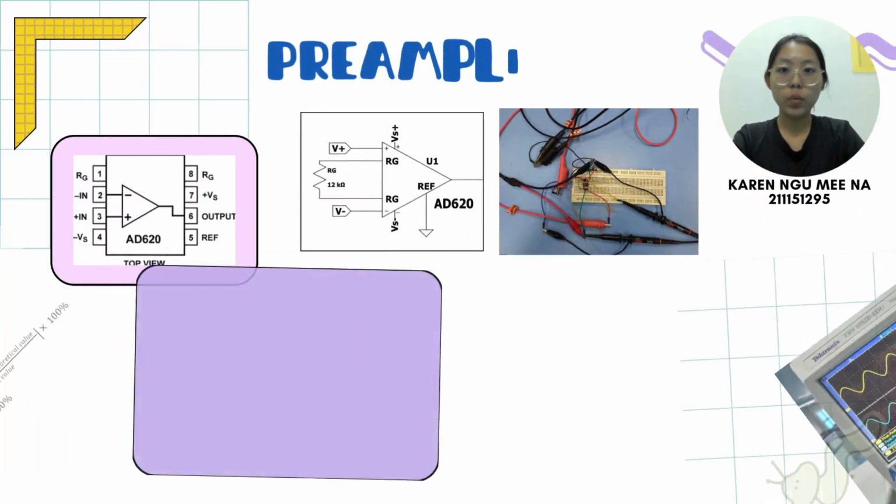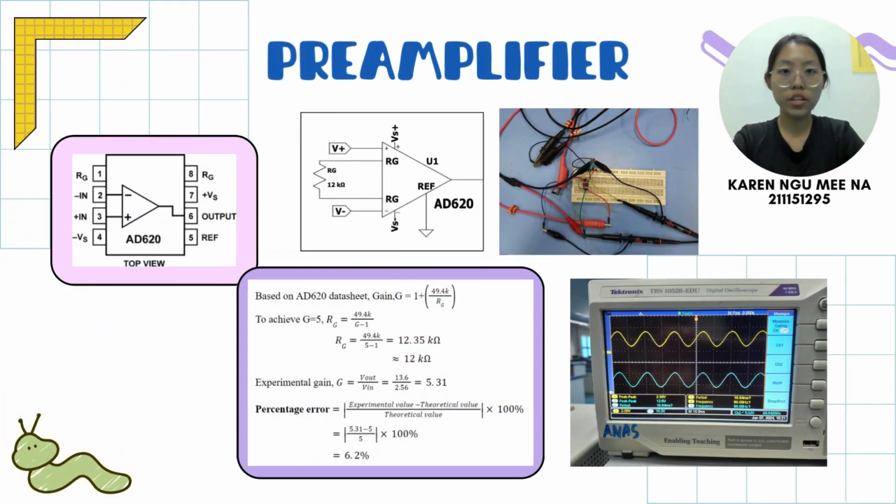For our preamplifier, we are using the AD620 instrumentation amplifier. AD620 is ideal for amplifying low-level signal with high accuracy. To set it up, connect the negative input signal to the inverting input pin 2, the positive input signal to the non-inverting input pin 3, and pin 5 connected to the ground.